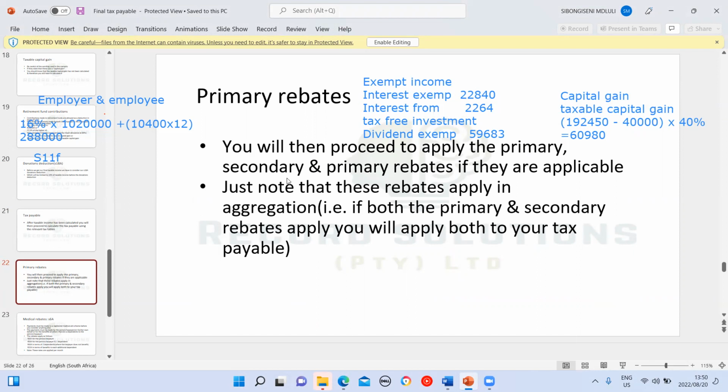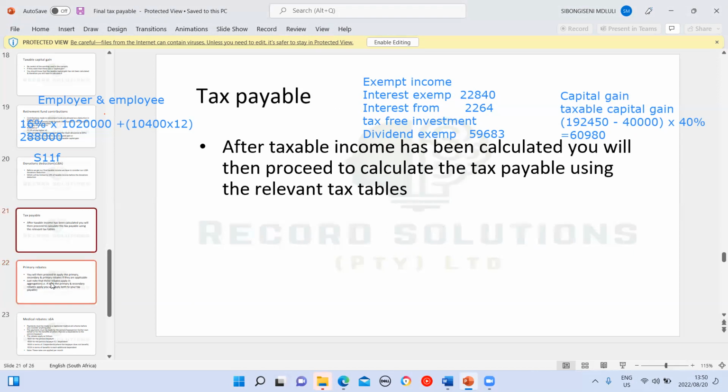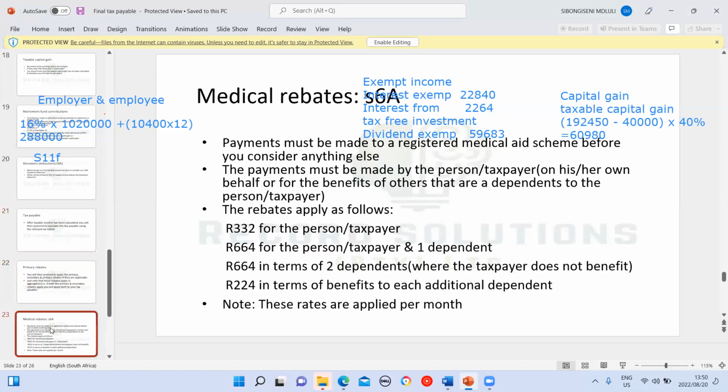If she was 65 years and older, it would be both the primary and secondary rebate. And if she was 75 years or older, it would be all three: the primary, secondary, and tertiary rebate. So in this case, the primary rebate is 15,714. It would be deducted from your tax payable, which was calculated here. And don't worry, the section 6A, I'm going to do that calculation with you. Let's apply what I told you to the scenario.